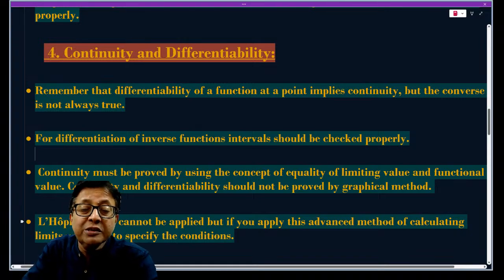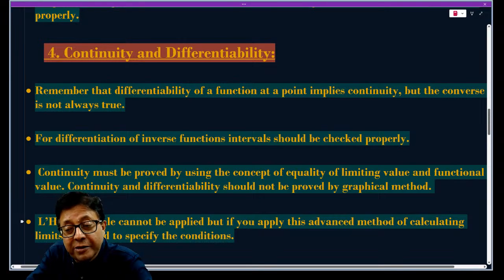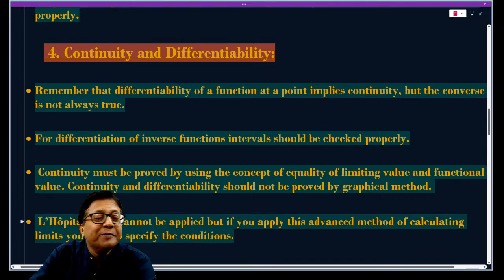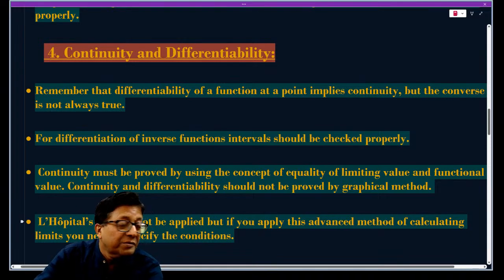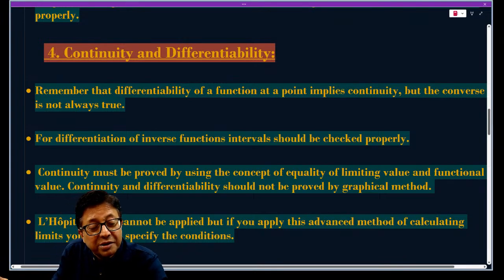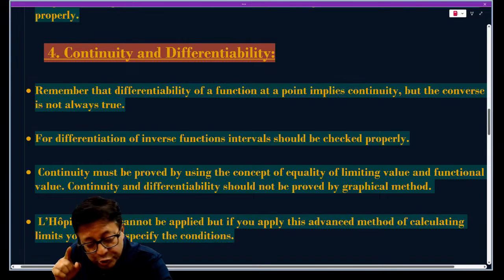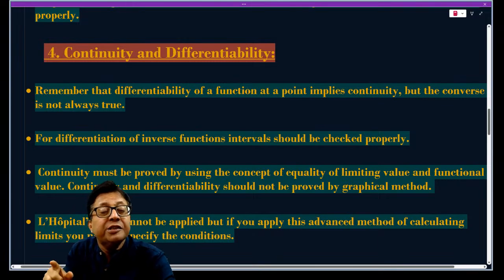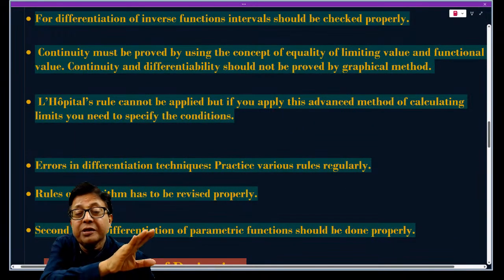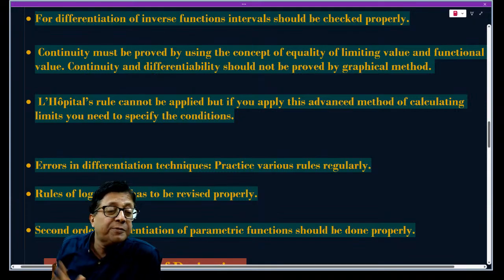L'Hospital's rule cannot be applied normally, but if you apply this advanced method for calculating limits, you need to specify the condition. There is no issue, you apply it. If you know it, you should. But why are you using it? It is not in your syllabus. So if you use this advanced technique of calculating limits, you should specify the condition under which it is valid. Then only go for it. No one will deduct even a fraction of marks from here.